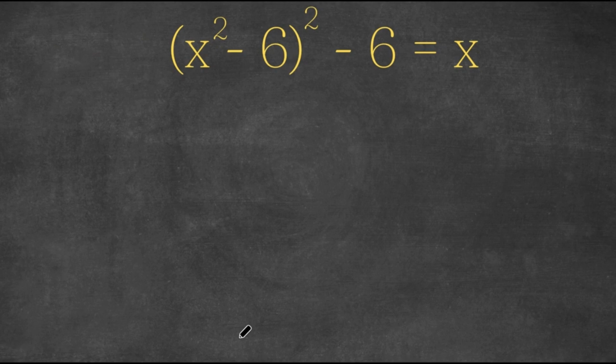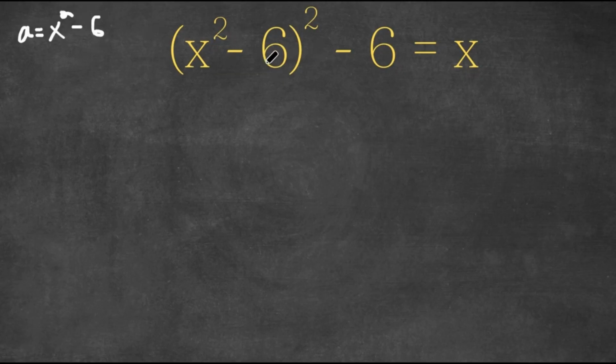In today's video, I'm going to be teaching you guys how to solve this exponential equation. So we have x^(x²−6) minus 6 is equal to x. And what I'm first going to do is set a equal to x squared minus 6. So I'm going to set the variable a equal to x squared minus 6.